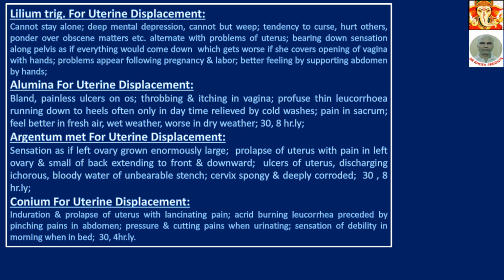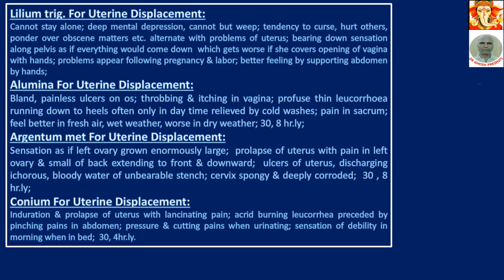Argentum nitricum for uterine displacement: sensation as if left ovary has grown enormously large. Prolapse of uterus with pain in left ovary and small of back extending to front and downward. Ulcers of uterus, discharging ichorous, bloody water of unbearable stench, cervix spongy, deeply corroded. Argentum 30, 8 hourly.